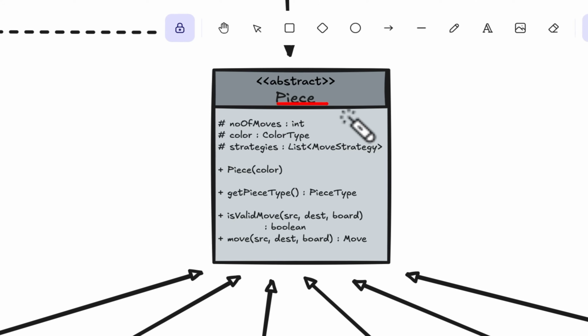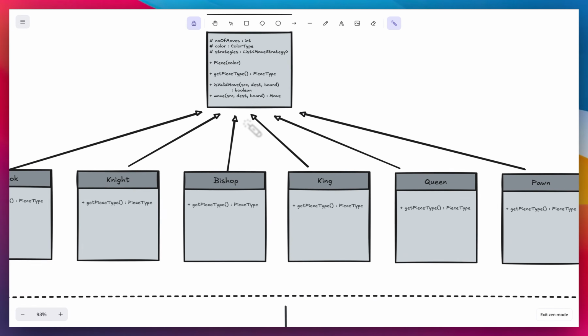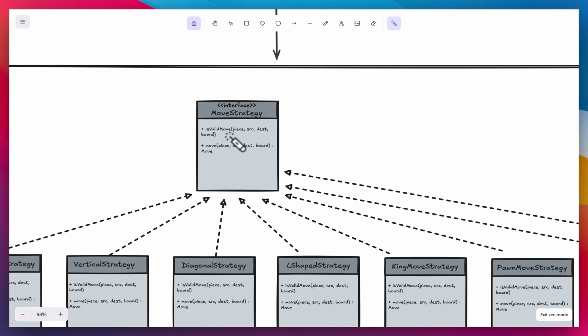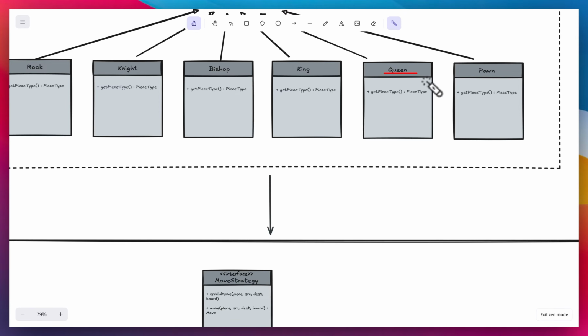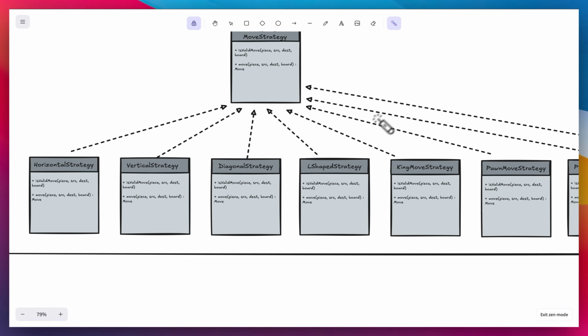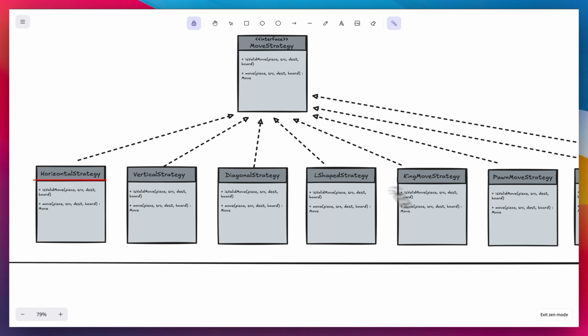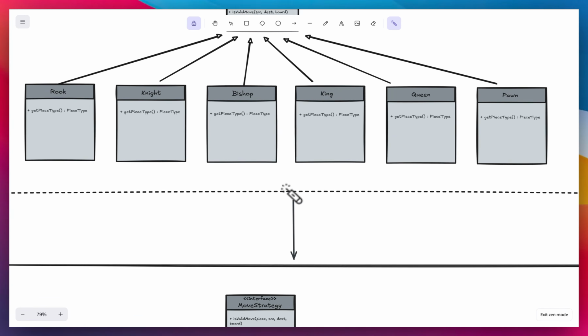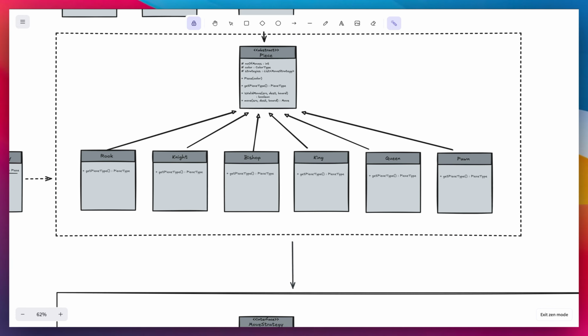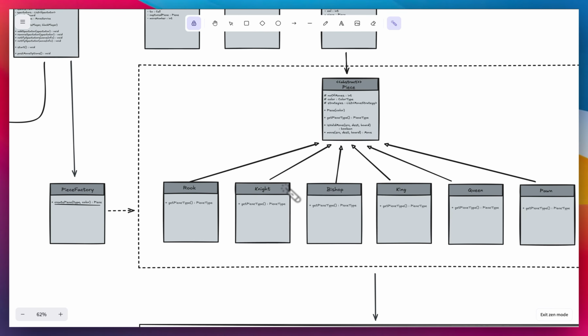And coming to the piece class again, as I said, the strategies would be present in the piece class, and it also has the isValidMove function and the move function. So these functions will be calling the strategies' move and isValidMove functions. Okay, so basically Queen would be calling the isValidMove function of vertical, horizontal, and diagonal. Okay, so this is how it will work. Again, you'll be understanding this very clearly in the code section.